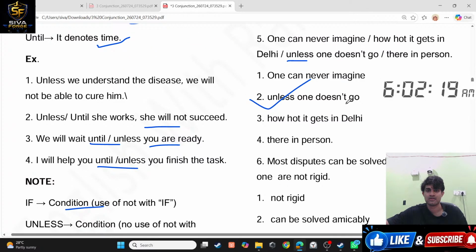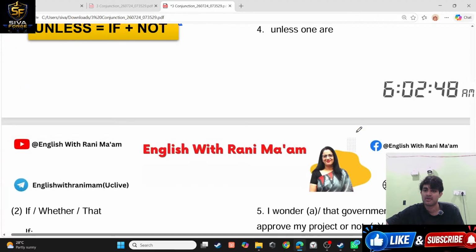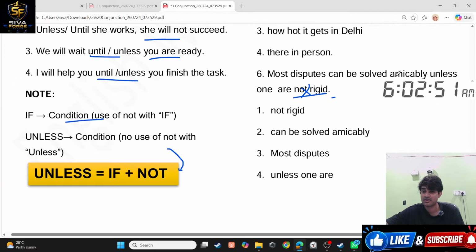Now I will go with this. "Most disputes can be solved amicably unless one is rigid." This is important. Here we should use rigid. Because here most disputes can be solved amicably, in a friendly way, unless one is rigid.